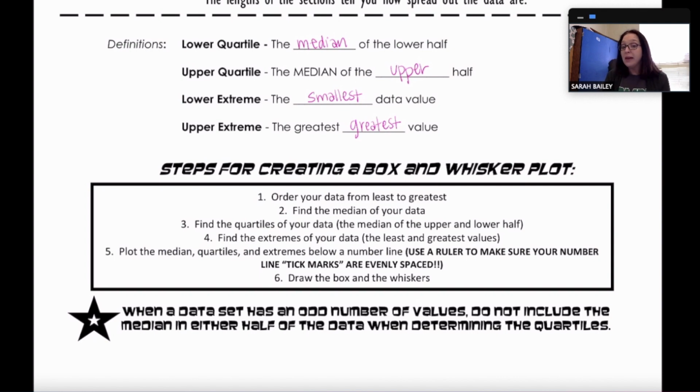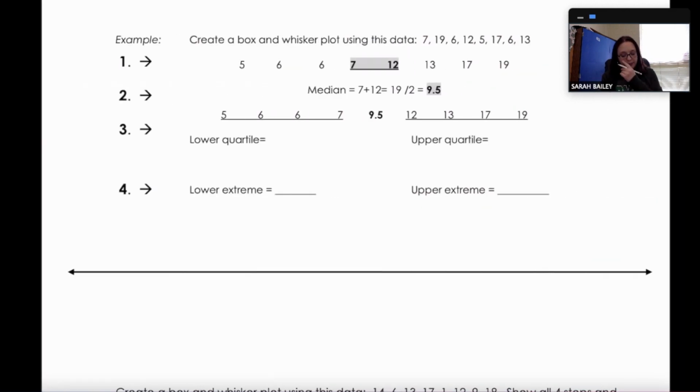Once you have your median, then you can find your quartiles, which are the medians of the lower and upper half of the data. Then you find your extremes. Well, if the data is in order, that'll be really easy to see. And then we plot our median, quartiles, and extremes. So there are 5 things that we plot below a number line, and then we draw in our box and whiskers. All right, so let's just do an example.